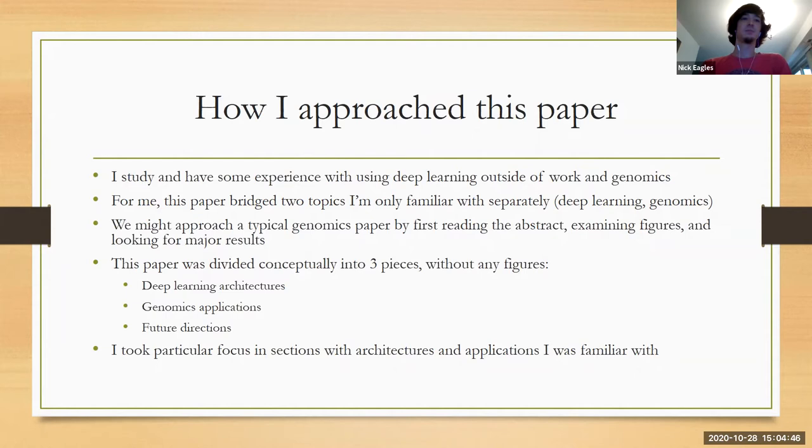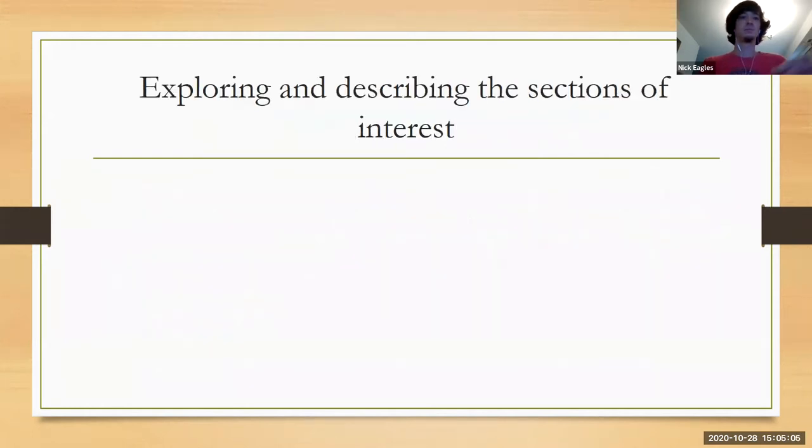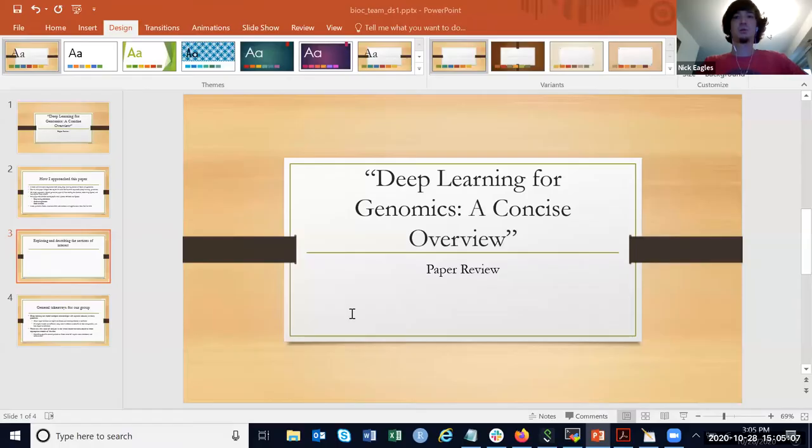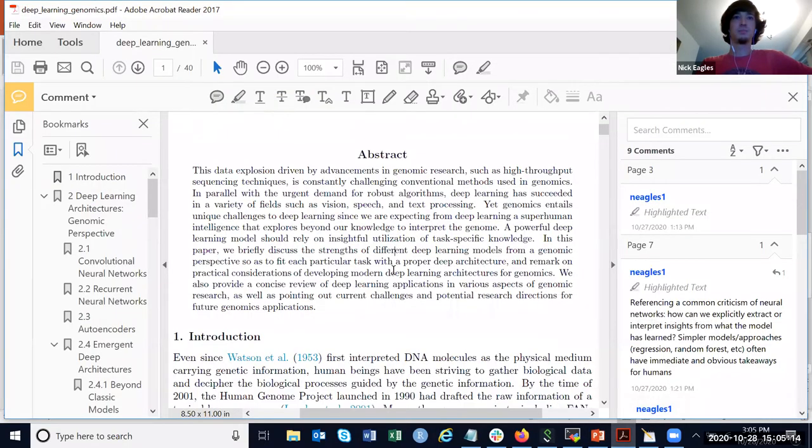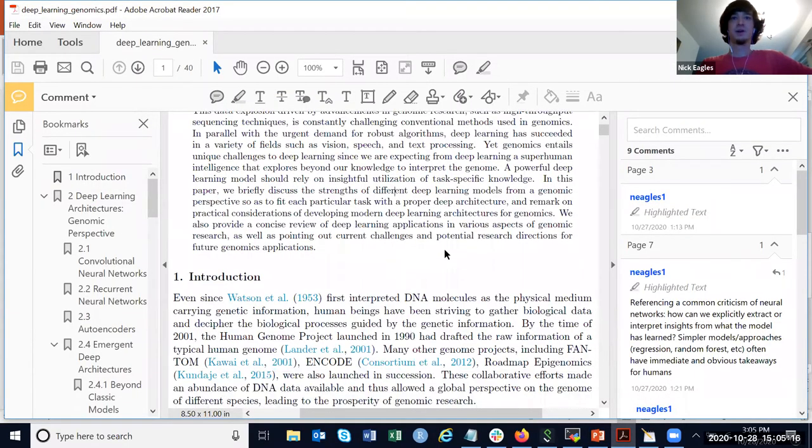The second section was genomics applications of deep learning. And then at the very end, they talked about future directions with where deep learning could go in genomics. And of course, I took interest in certain sections based on what I was familiar with already. And then we can get into the actual paper now. So I'll just go through and talk about sections I looked at in more detail and stuff I highlighted.